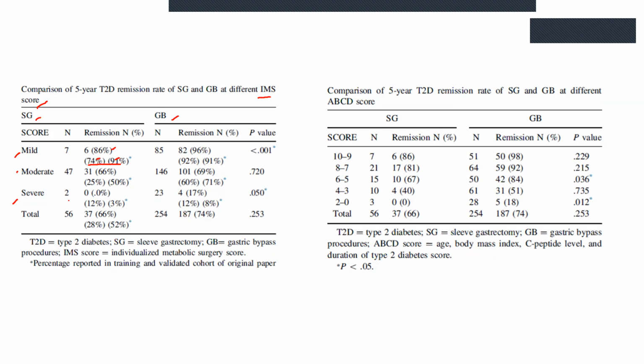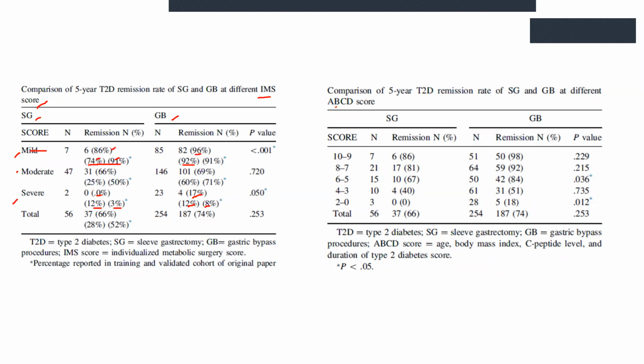And in case of the severe group, the remission was 0%. However, in the original model, they had predicted 12% in the original, and the confirmation cohort had shown 3% in case of sleeve. When it came to gastric bypass, however, the remission seen in this present cohort was 96%, and what they reported in the original cohort for the mild group was 92% and 91%, so it was almost comparable. And in case of the severe group, there was 17% remission seen, and they had predicted 12 to 8%, so it was almost comparable.